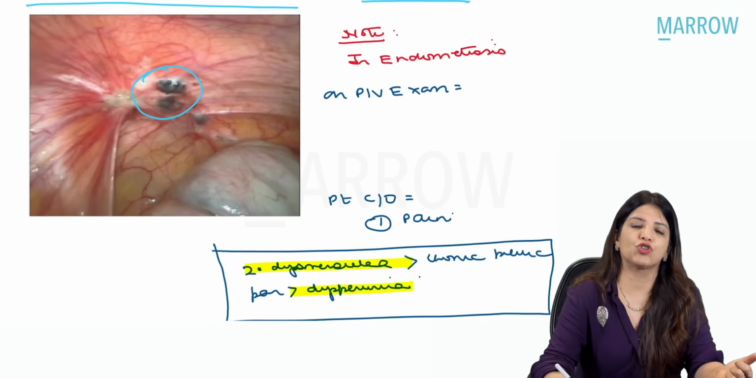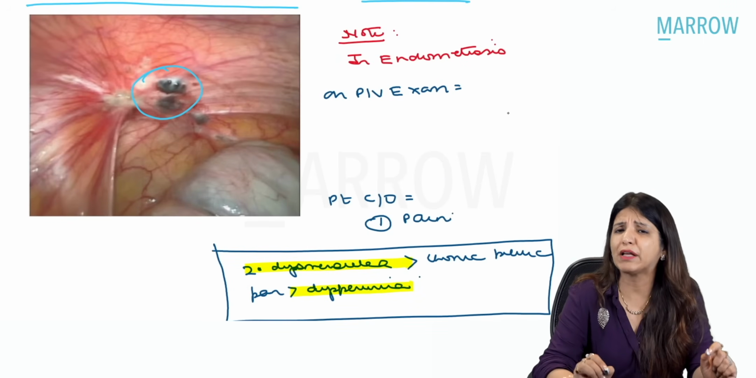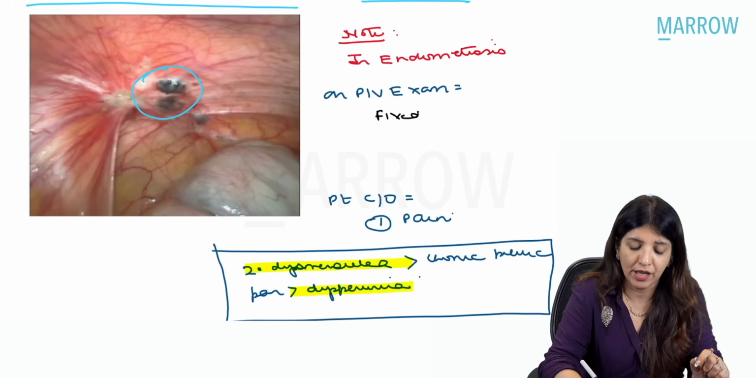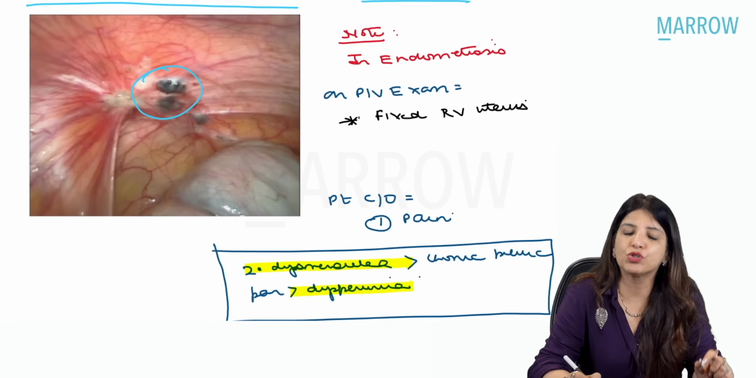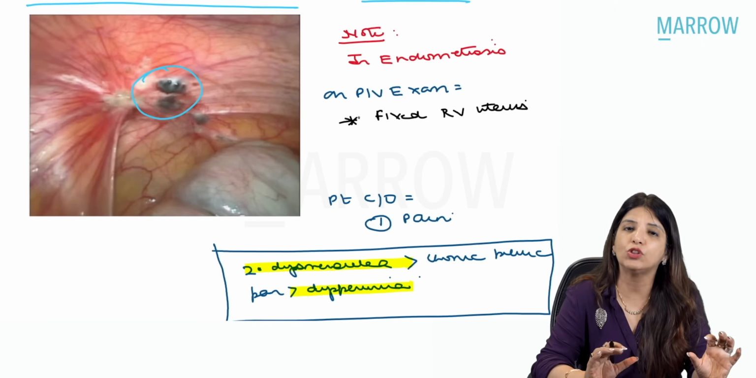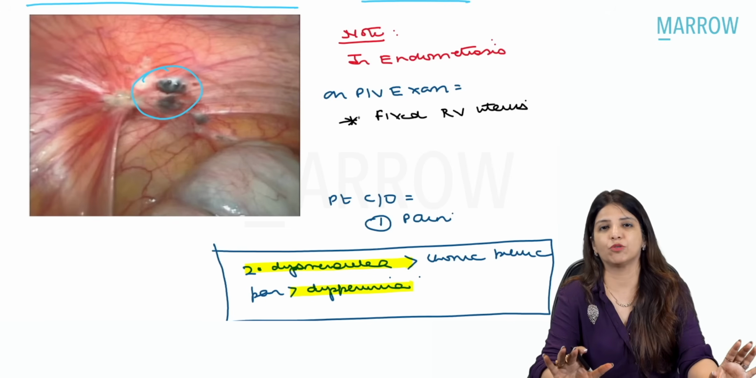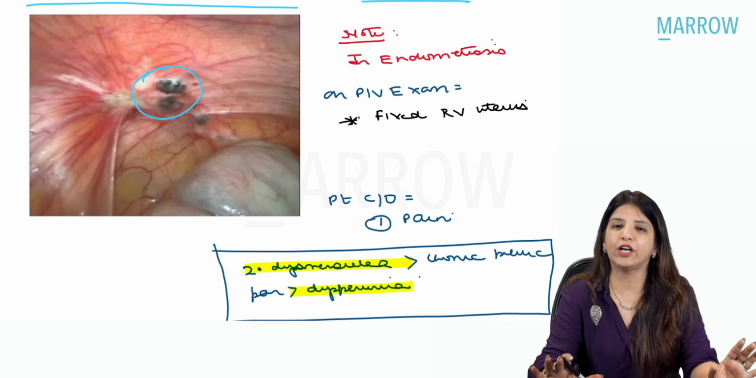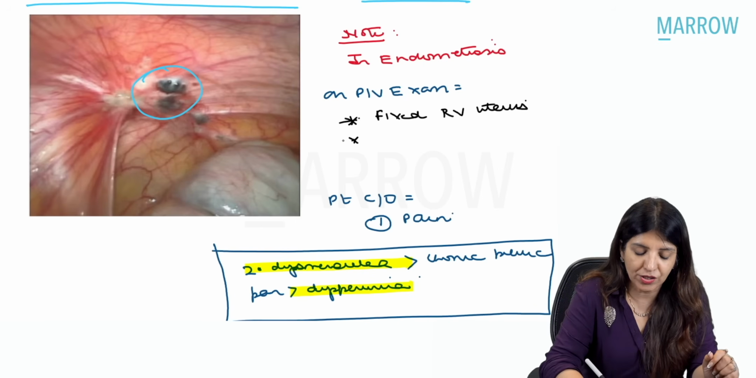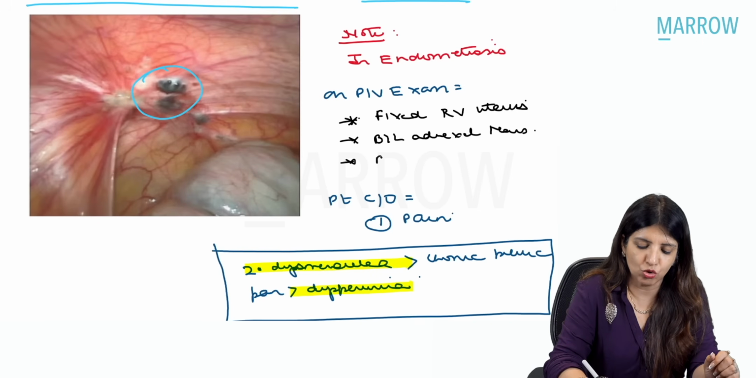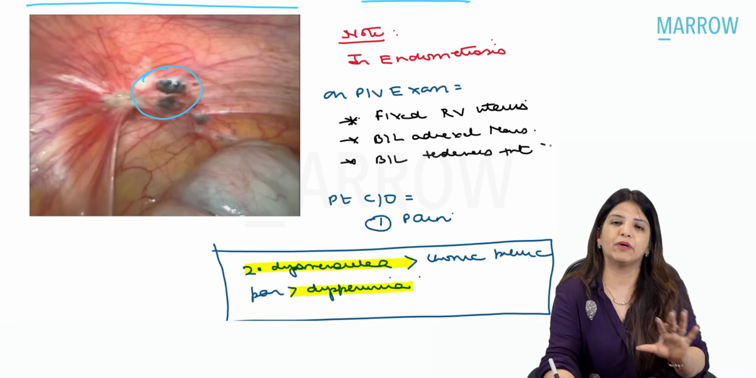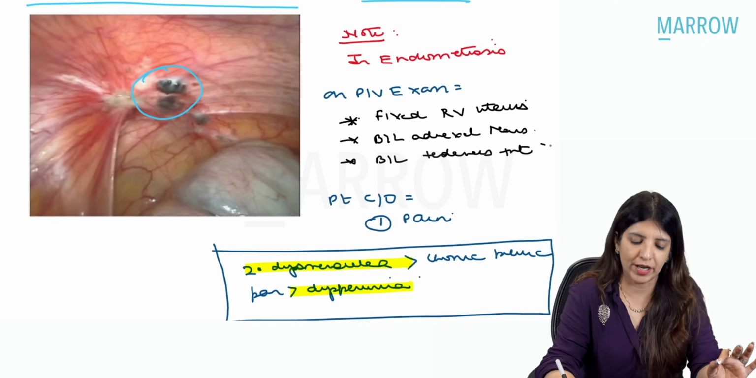Now, in case of endometriosis, on per vaginal examination there are typical findings, and that is you get a fixed retroverted uterus. What do you mean by a fixed retroverted uterus? It means that even though you try to manually correct the retroversion, it will not be corrected. You will not be able to correct the retroverted uterus manually. And there will be a bilateral adnexal mass, and there is going to be bilateral tenderness, right? So these are the per vaginal findings which you are going to get in case of endometriosis.